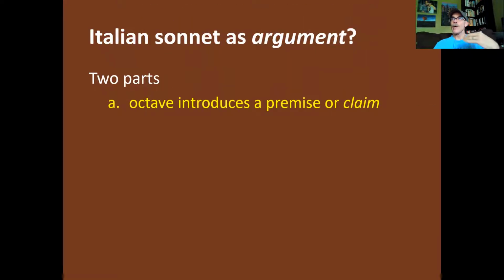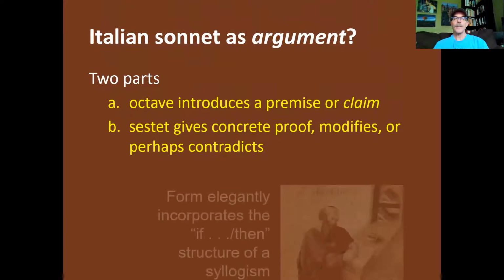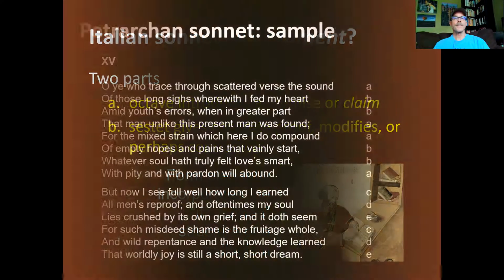As you know, in a standard argument, you've got a premise or claim that you're stating, and then you're providing evidence in support of that claim. So this is what the Italian sonnet, generally speaking, does. As I note here, the form is a beautiful incorporation of the if-then structure of a syllogism, which was initiated by Aristotle. We have a nice picture of him there, hard at work, busting out some syllogisms, no doubt.